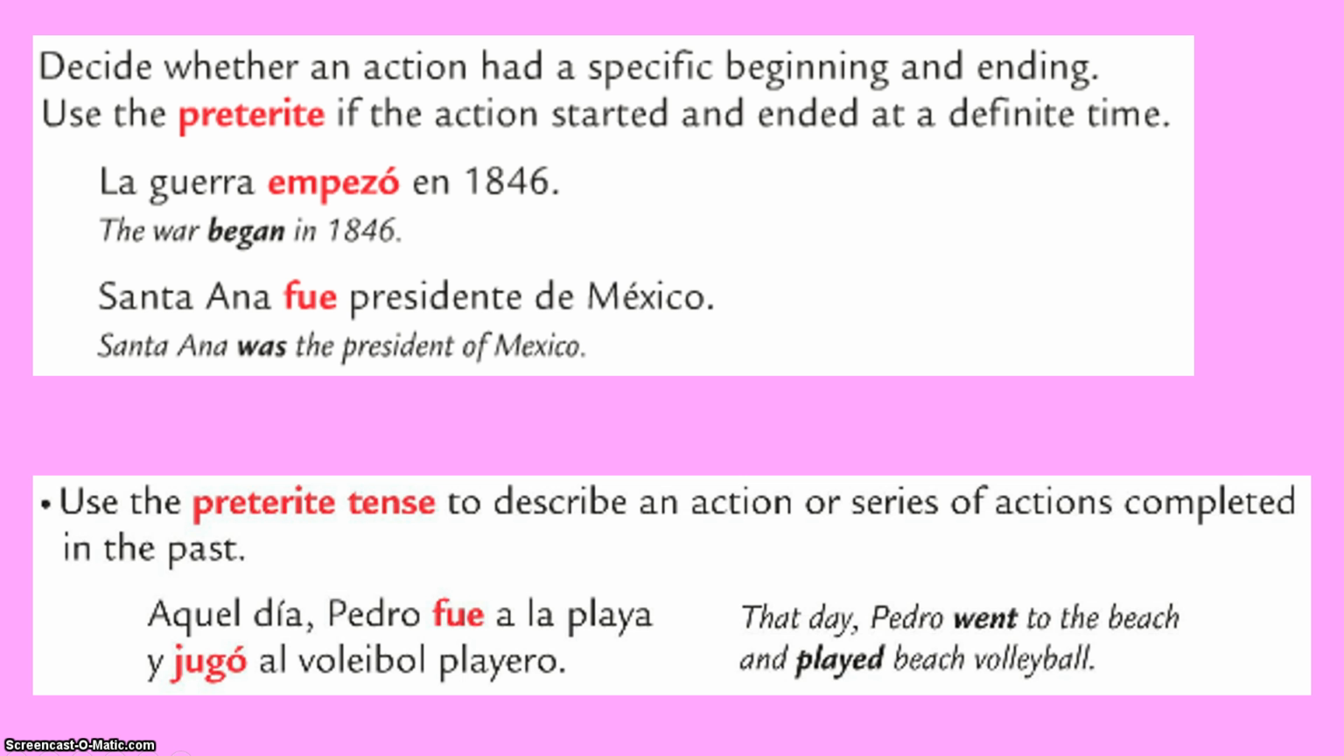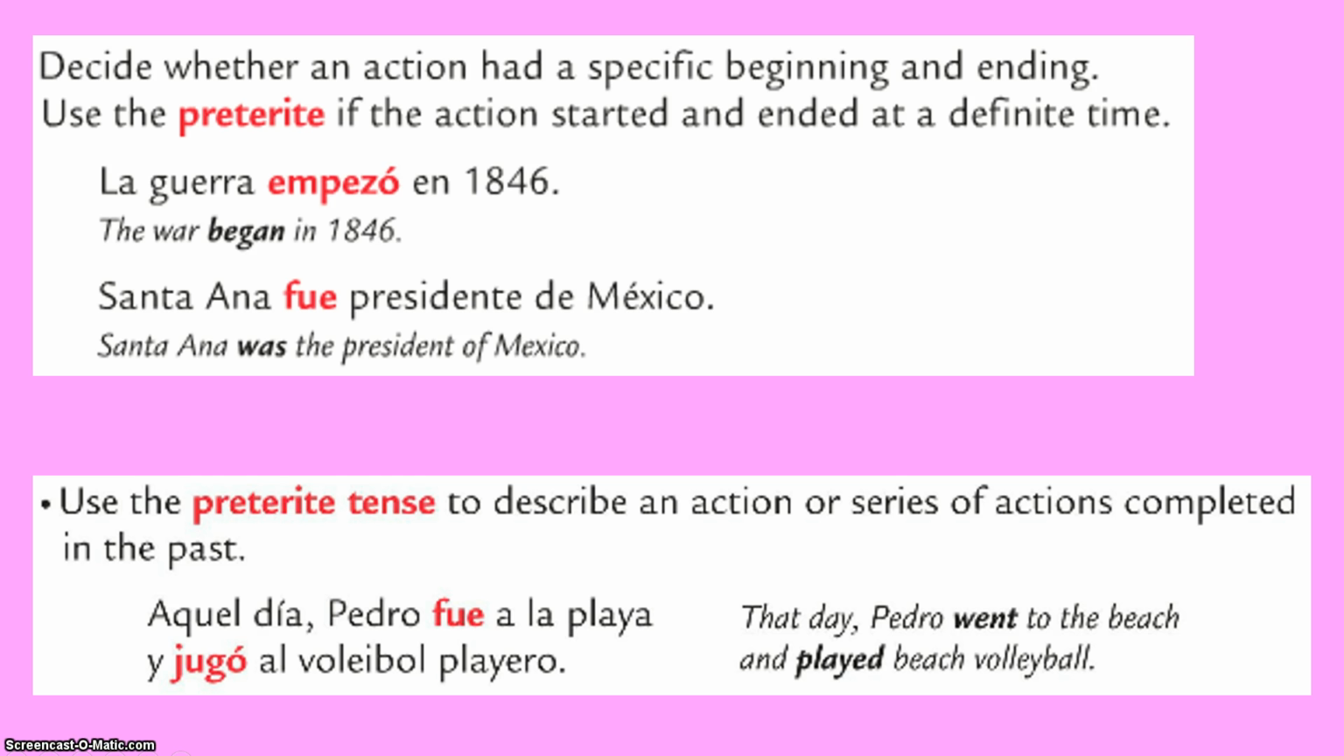We're going to expand upon that, and this year in Spanish 3, we are going to say that we use the preterite tense to describe an action or a series of actions completed in the past. So when I'm telling somebody what I did yesterday, and I'm like, I went home, I did my homework, I went to soccer practice, I ate dinner, I went to sleep. A series of actions, we're going to need to use the preterite.